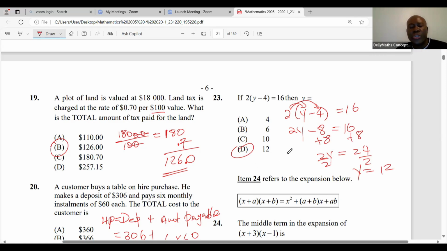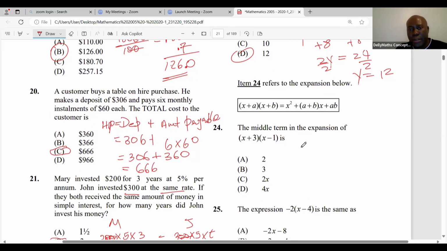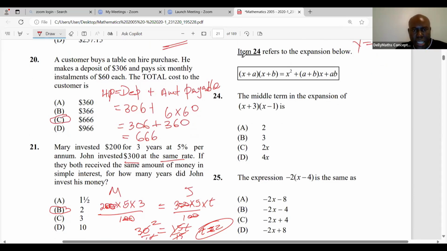What I'm doing there, I'm just solving a regular algebraic equation simply, and we go. Let us take a look at 24. So now we're looking at algebra. The middle term in the expression is what? If they ask me to find the middle term, I'm not going to do every single thing.